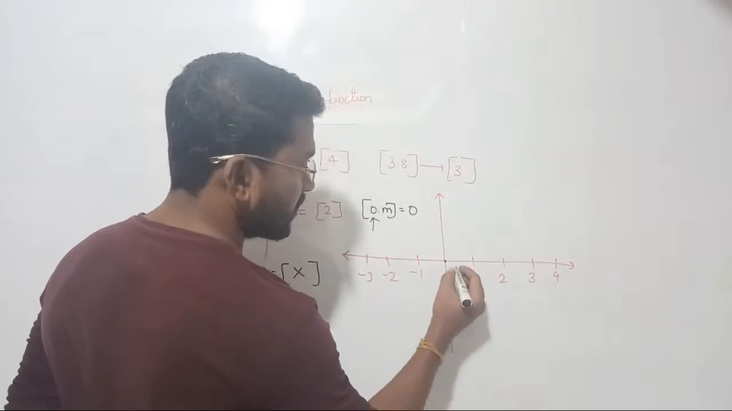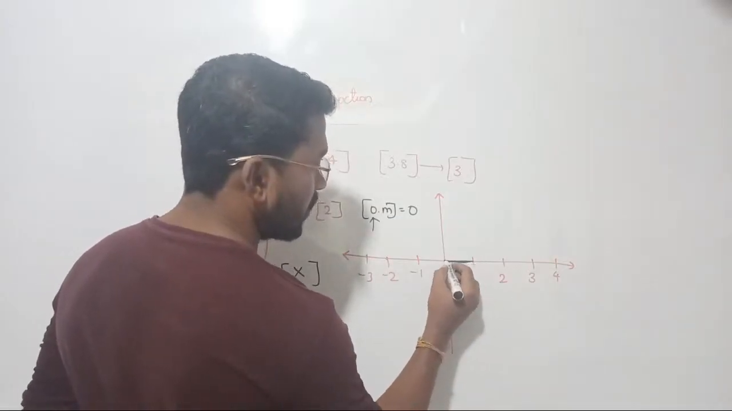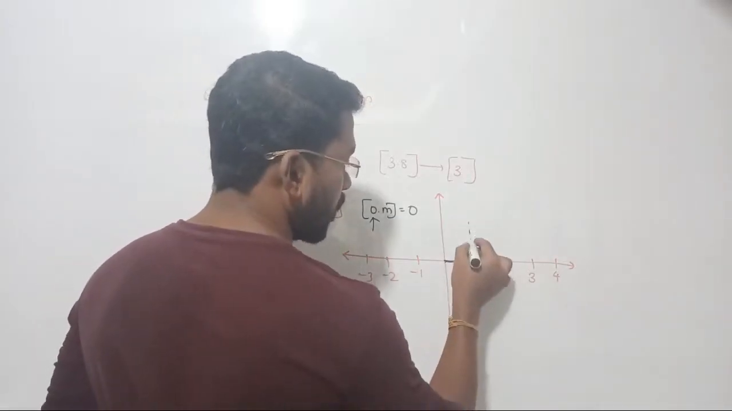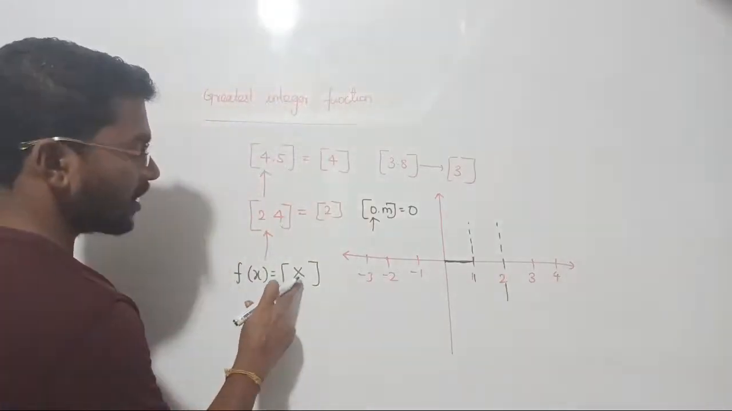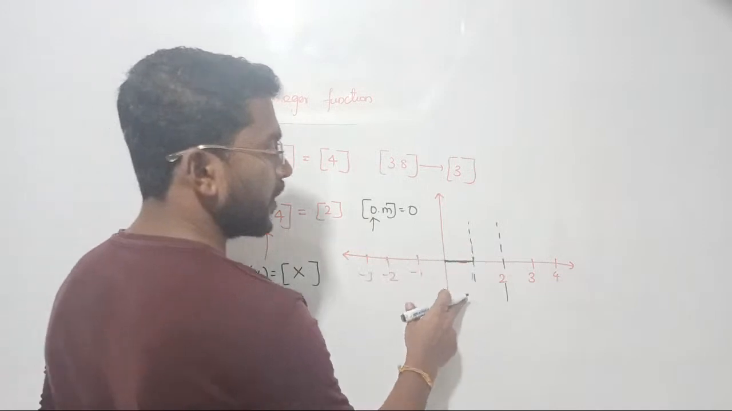So we can say that is equal to 0 only. Now in between 1 and 2, let's plot the graph. In between 1 and 2, the next one we are going to consider for x. In between 1 and 2 we have to substitute.